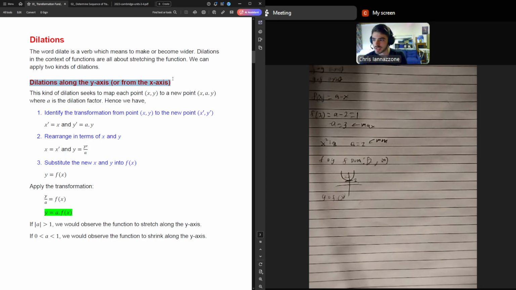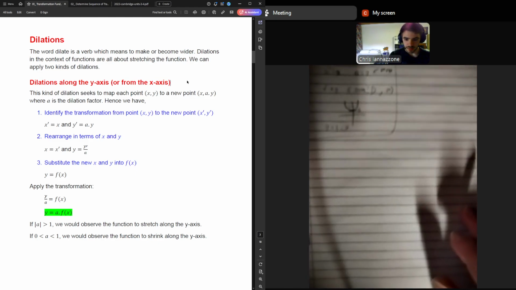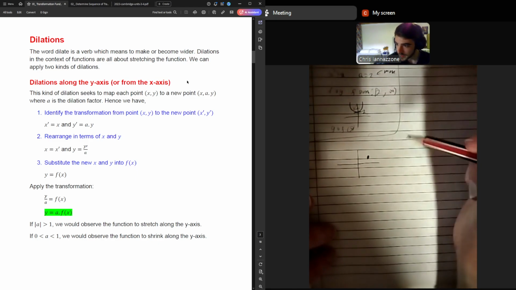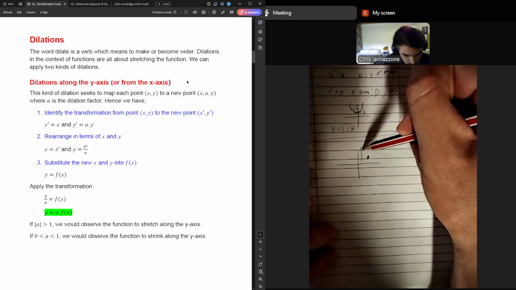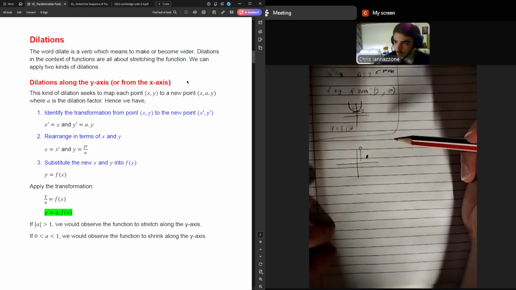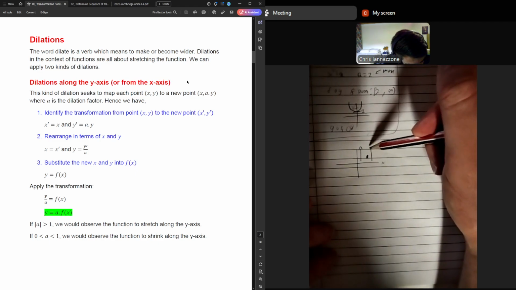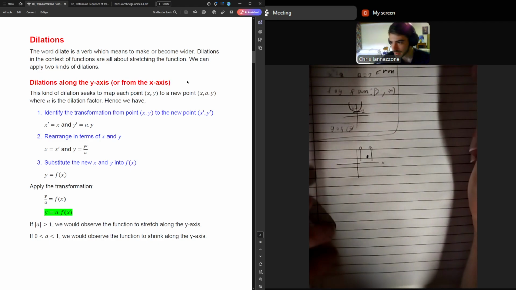In this case, we're looking at dilations along the y-axis. Now, a lot of the time you'll see this written as from the x-axis. These mean the same thing. So just to explain the terminology real quick, if I have some point on an axis like this, I can stretch along the y-axis, which means I'm stretching in this direction, it's going along the y, or I can go away from the x-axis. So here's our x-axis and we're going away from it. Those two arrows are pointing in the same direction, hence they mean the same thing.